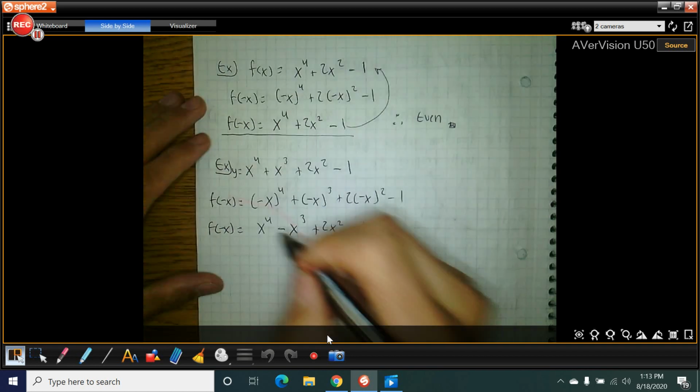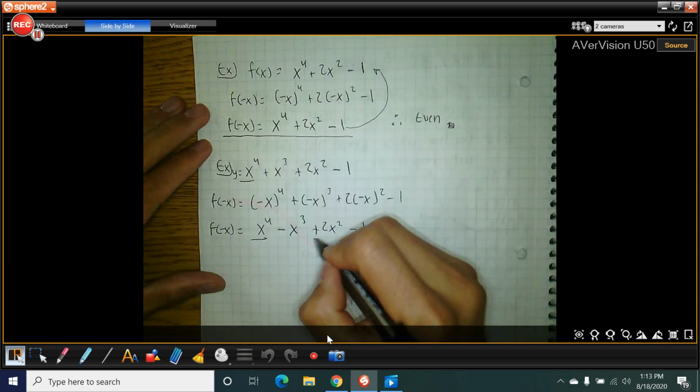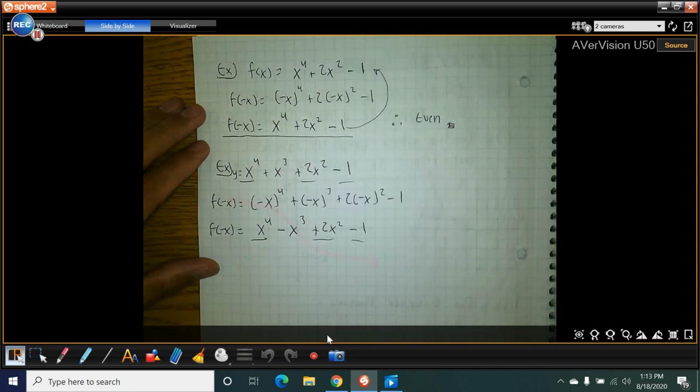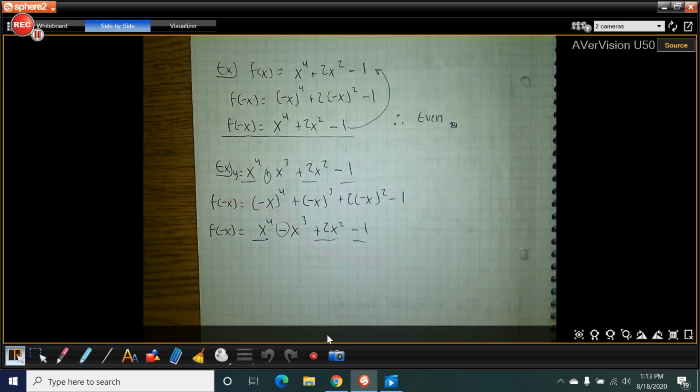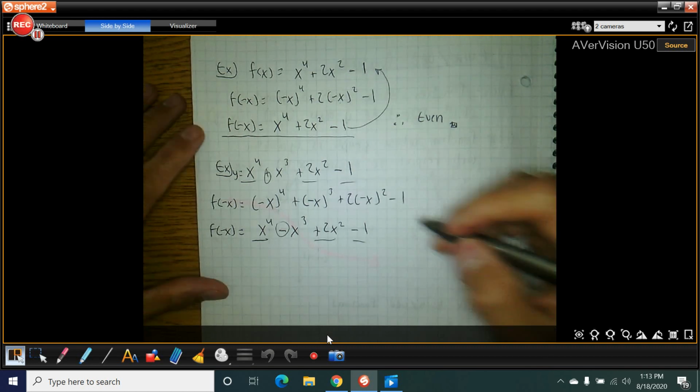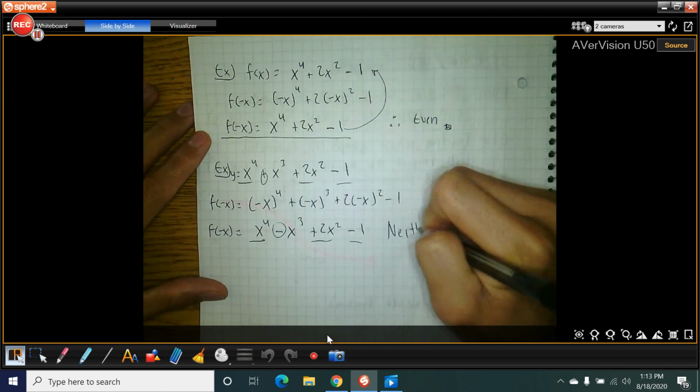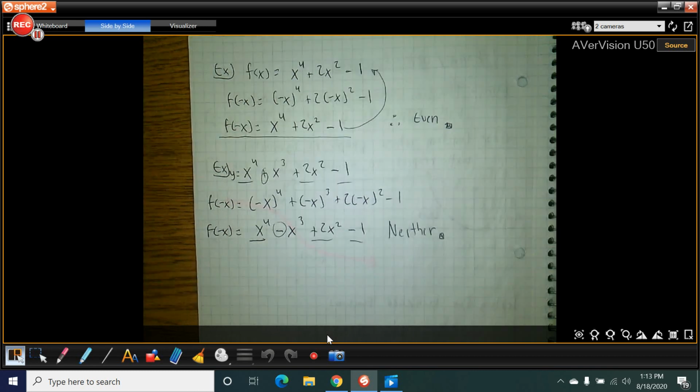So notice how this stayed the same, this stayed the same, this stayed the same. However, this changed. Because not everything stayed the same or not everything switched sign, it's not sufficient for us to say that it's even or odd. So it's neither. Okay, so it's not even, it's not odd.